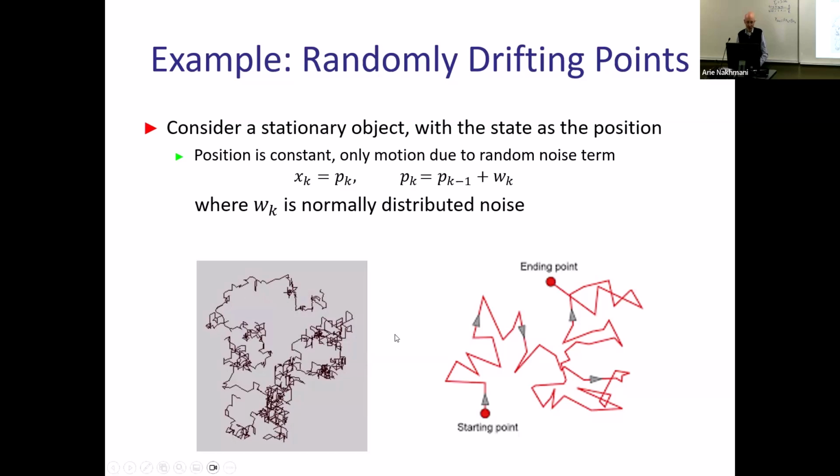In two dimensions, it will look like this. If p is a vector of two numbers, position one and position two, the x, y coordinates of the position, then you get exactly the same thing, but each coordinate, x and y, will move randomly. So you'll have all kinds of weird paths like that.